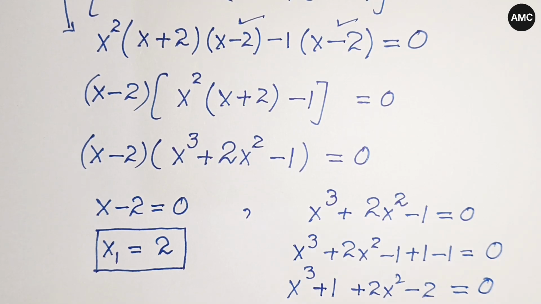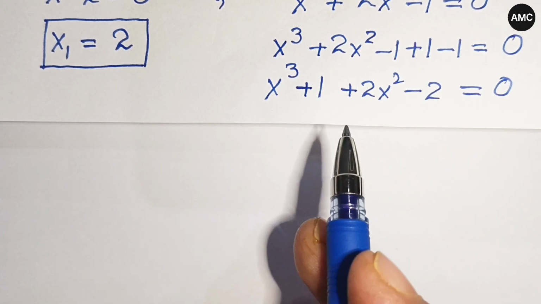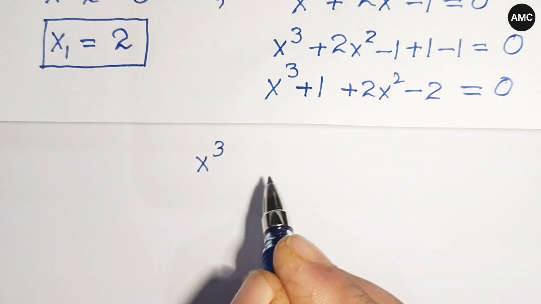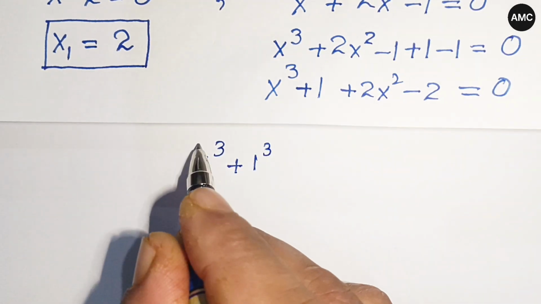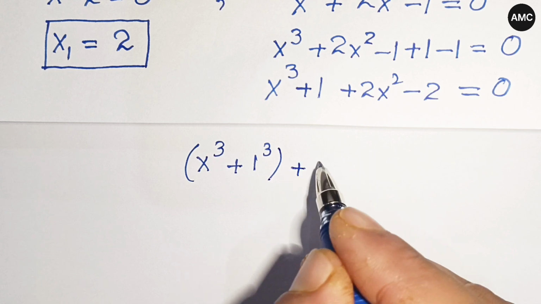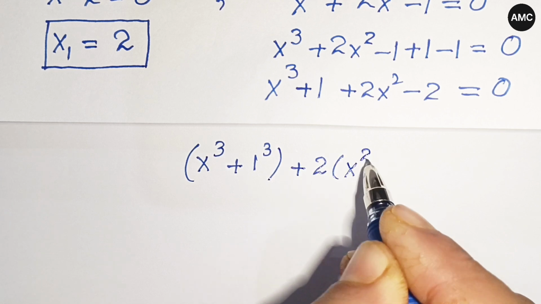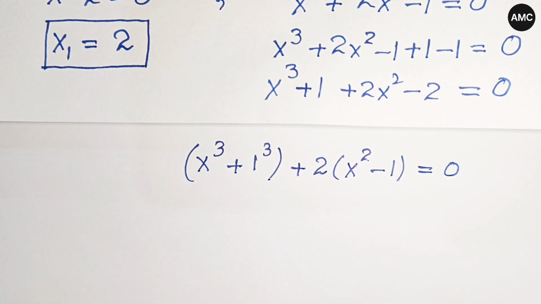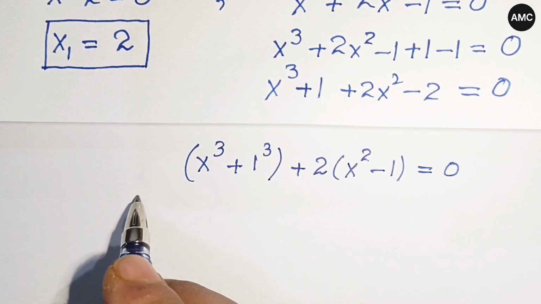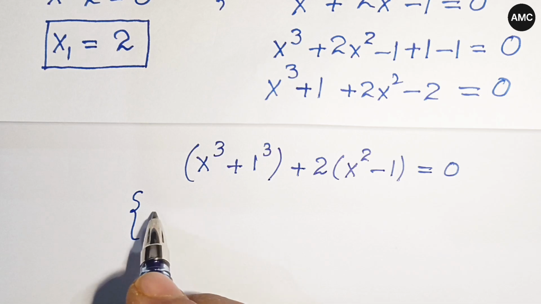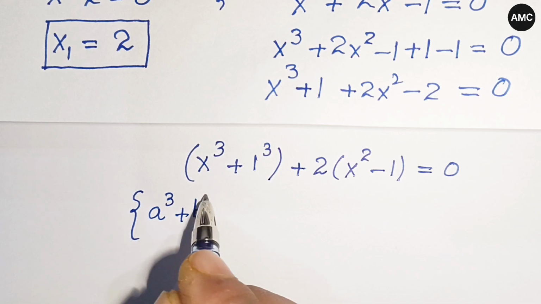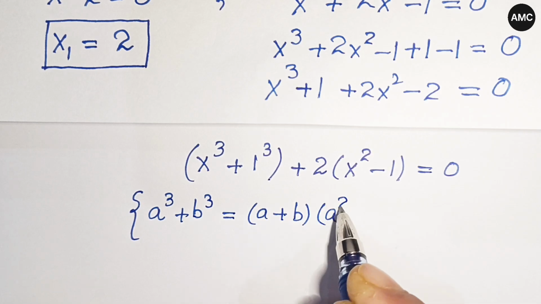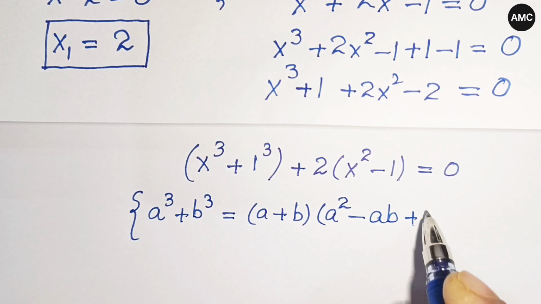Now here we have x cubed plus 1 and plus 2x squared minus 2. Then here x cubed plus 1 can also be written as x cubed plus 1 cubed. We are going to make this pair, and now if we take 2 common, we have x squared minus 1, that is equal to 0. So here x cubed plus 1 cubed, we actually have the algebraic identity, which is a cubed plus b cubed, equal to a plus b times a squared minus a times b plus b squared.